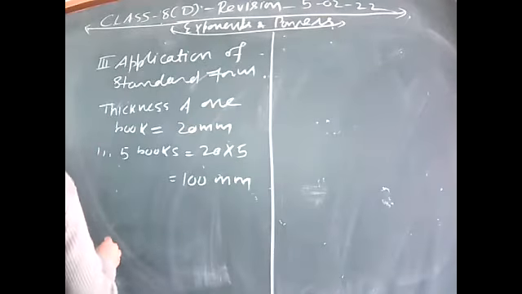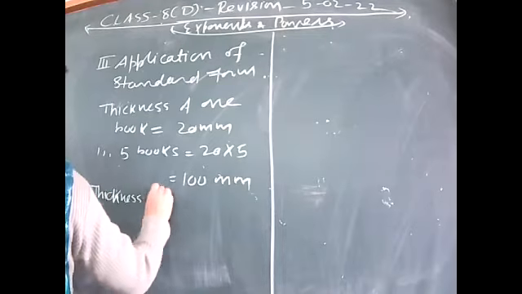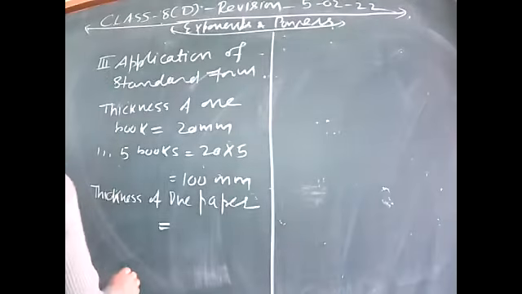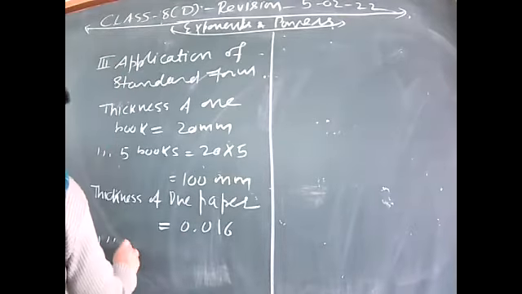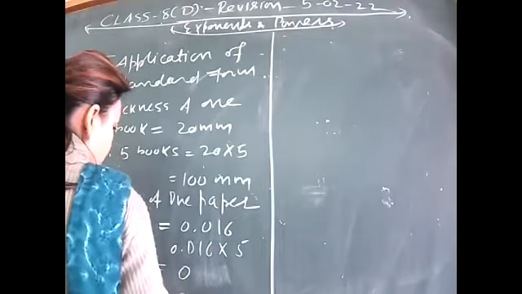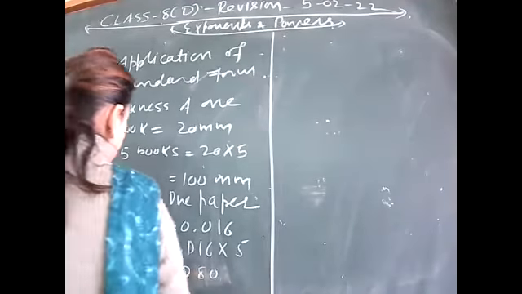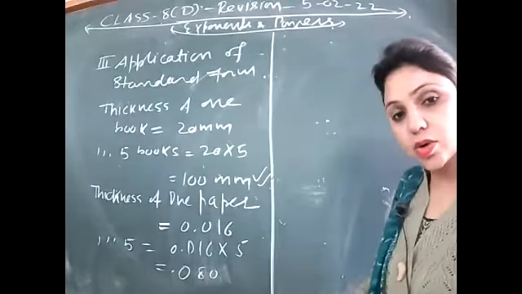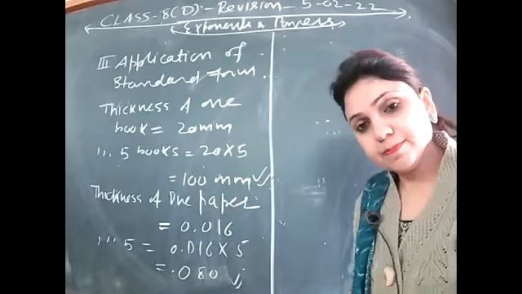Now thickness of one paper is equal to 0.016, and then thickness of 5 paper sheets is 0.016 into 5. This is 0.080. So this is the total thickness of 5 sheets, and this is the total thickness of 5 books.